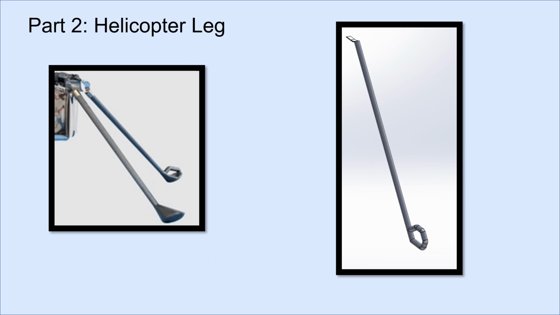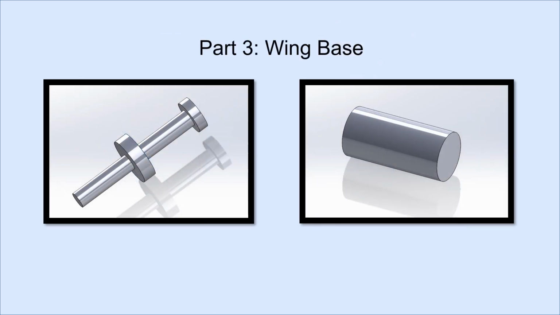Then we have the wing base. The wing base acts as the pivot point for the wings to rotate around. To model the wing base, we sketched one side of the upper half and one side of the lower half, then used the revolve boss base tool to create the bodies, allowing each half to pivot on their own.